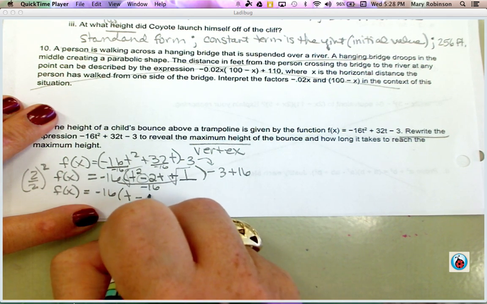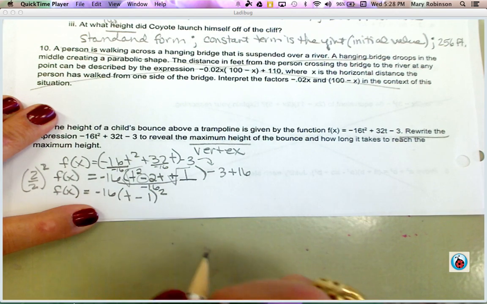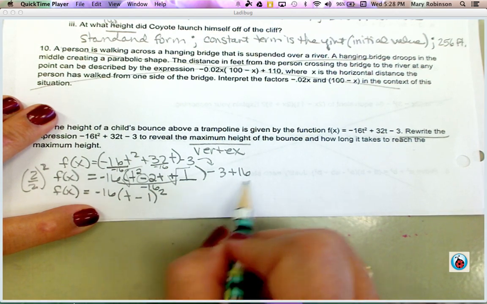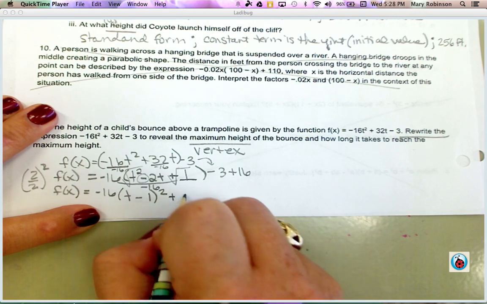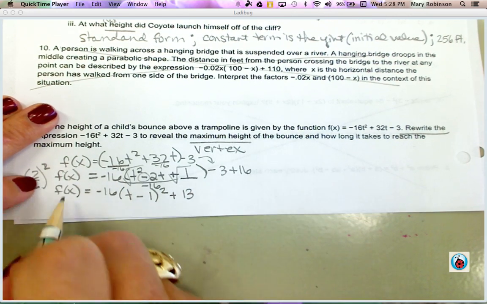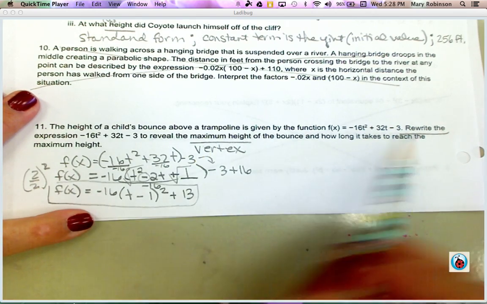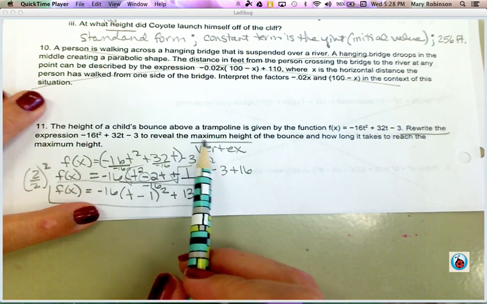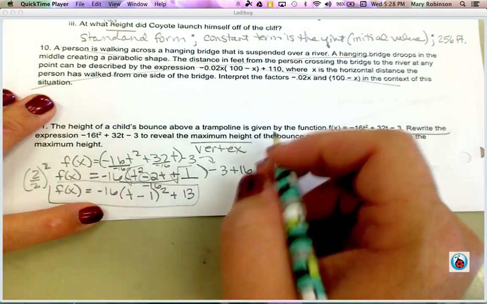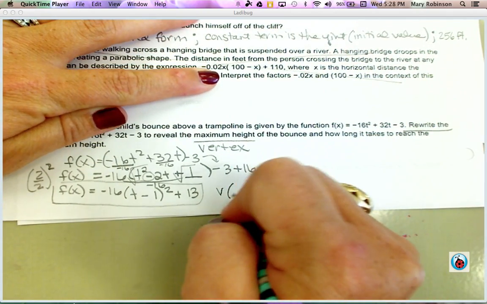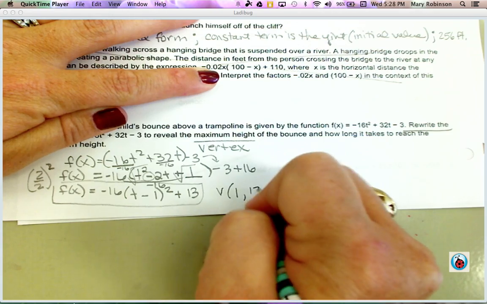So we'll have t minus 1 quantity squared, and negative 3 plus 16 is positive 13. So now this is in vertex form. That's part of what you had to do. It says rewrite the expression to reveal the max height and how long it takes. So that means our vertex is keep switch, so (1, 13).